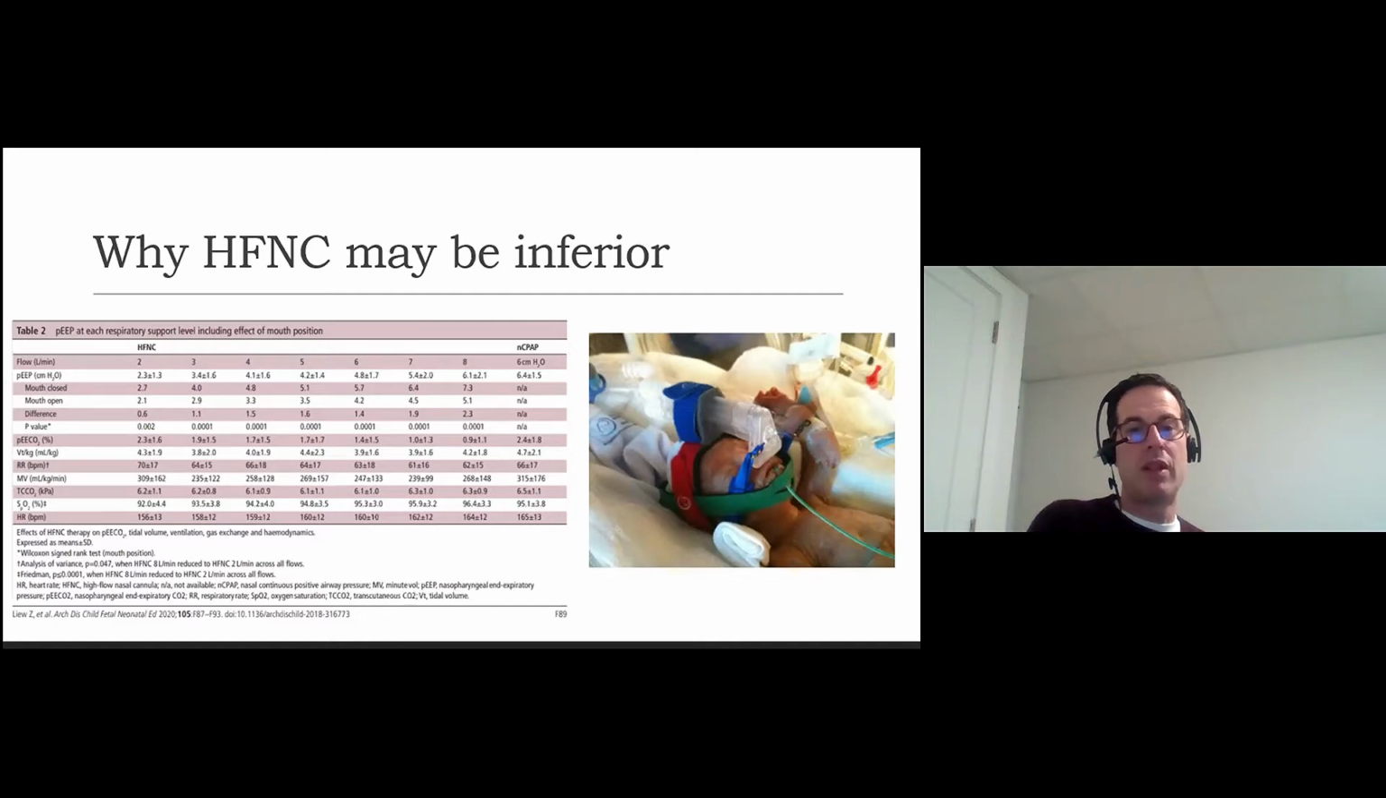But when you look at the difference between mouth closed and mouth open, you can get wonderful pressures with the mouth closed. Even with 5 liters a minute or 4 liters a minute, you can get close to 5 centimeters of water pressure. But as soon as the mouth opens, with high flow, the pressure drops to 2.9, 3.3, 3.5. Even with 8 liters, you only get to 5. So I've shown a chin strap there as a way to get the mouth closed.